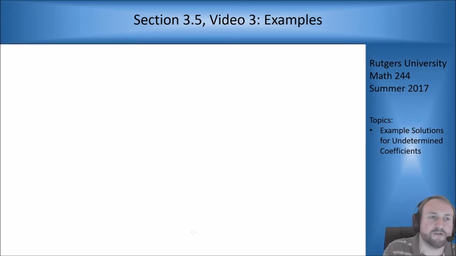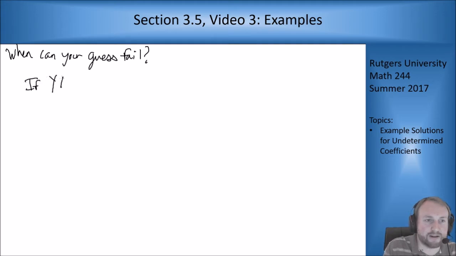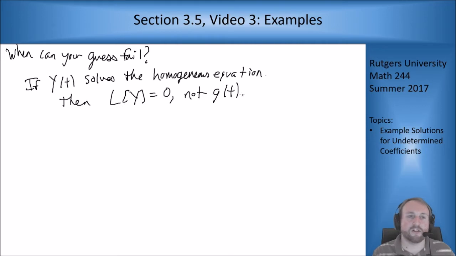So the first point for this video is, when can guessing that solution fail? The main way this can fail is if the guess we make solves the homogeneous equation. If this happens, then when we plug y of t into the left-hand side, we're just going to get 0. We're not going to get something we can match up to g of t. We're just going to get 0. And that's bad. So how can we fix this?